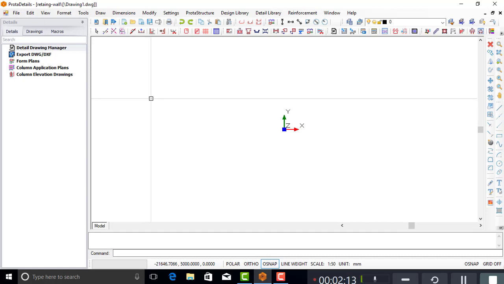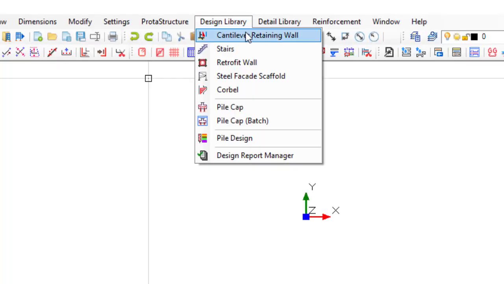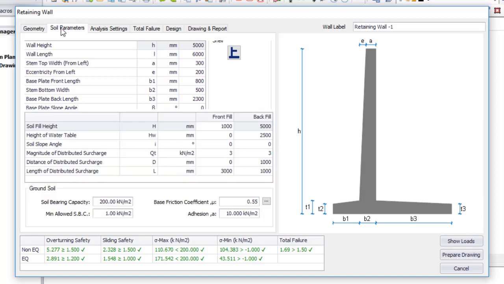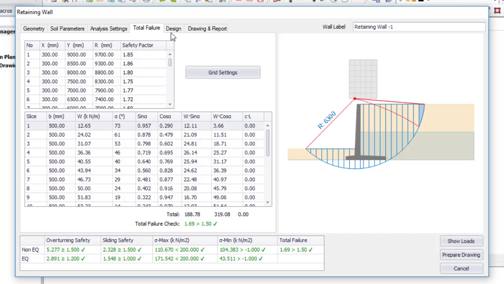All right, so to do that, just come to design library and then you pick this one, which is cantilever retaining wall. Okay, so when you do this, at the top you see about 7 tabs. You see the geometry, the soil parameters, analysis settings, total failure, design, and then drawing and report. Okay, so you deal with this one by one.